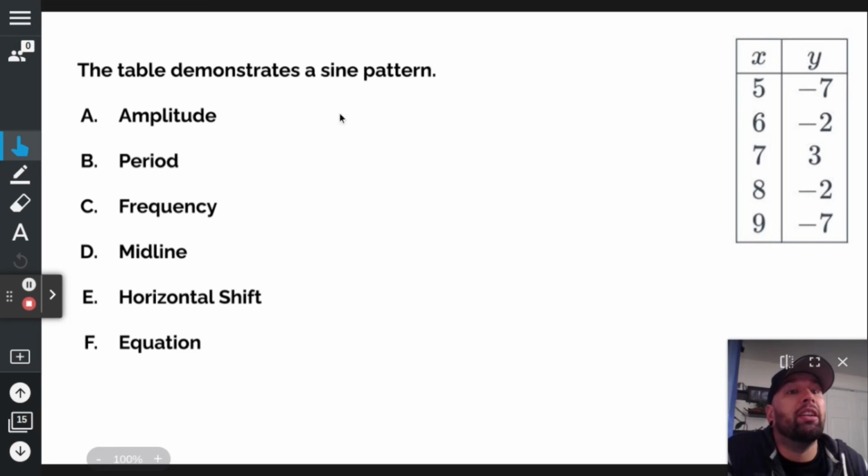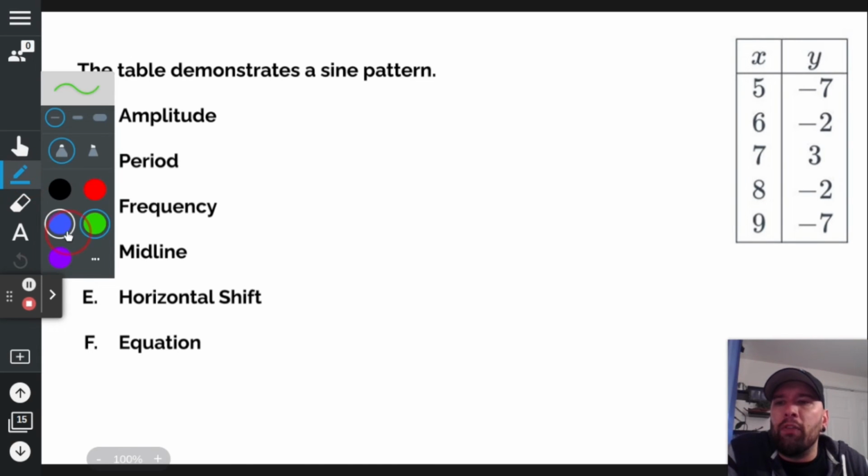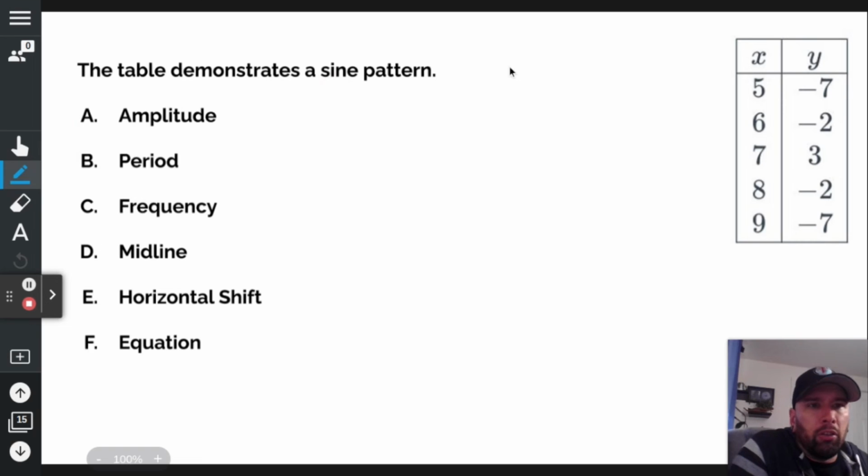The table demonstrates a sine pattern. Oh, now we have to do sine. What am I supposed to do? Okay, so lots of stuff, and then at the very end, I have to come up with an equation. So let me graph what I see.